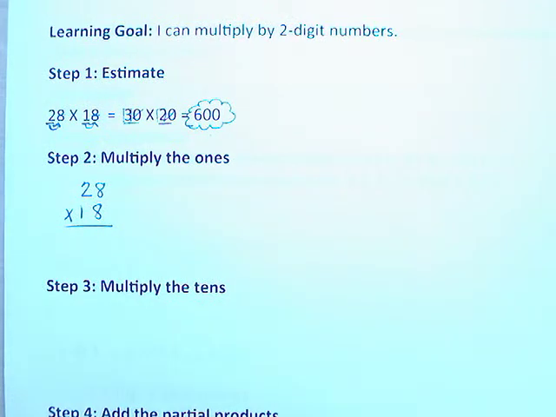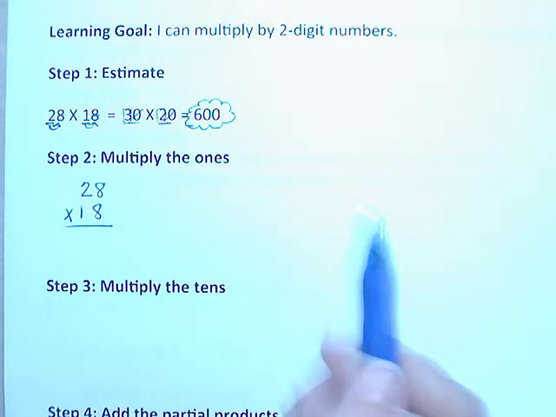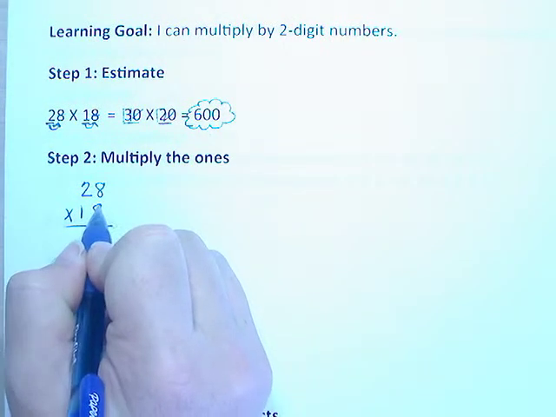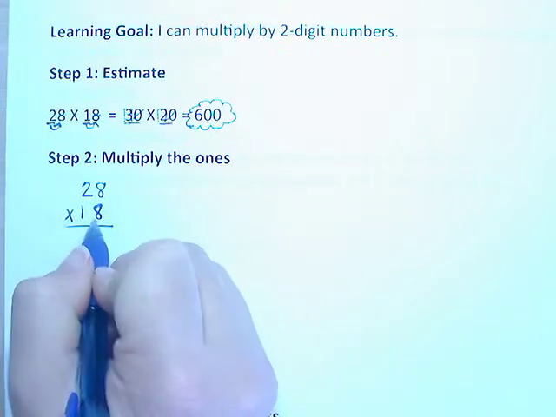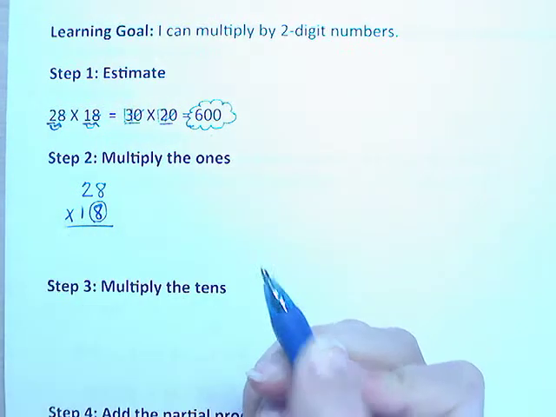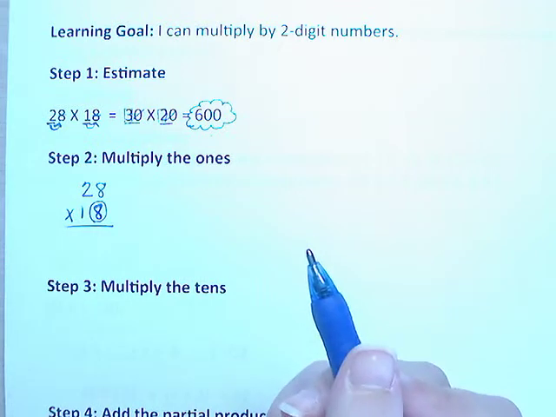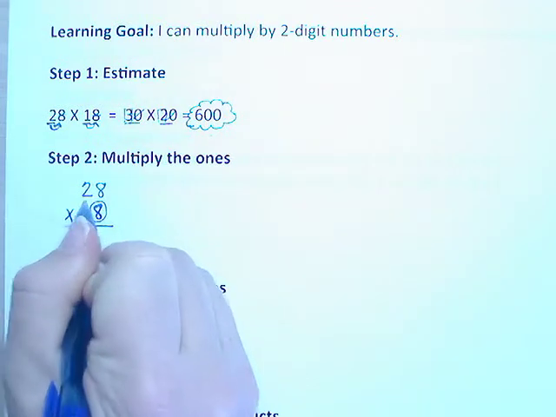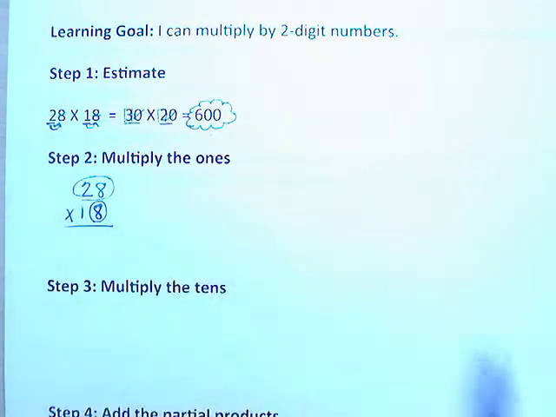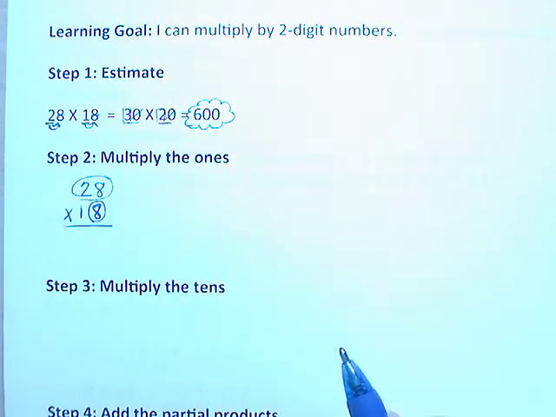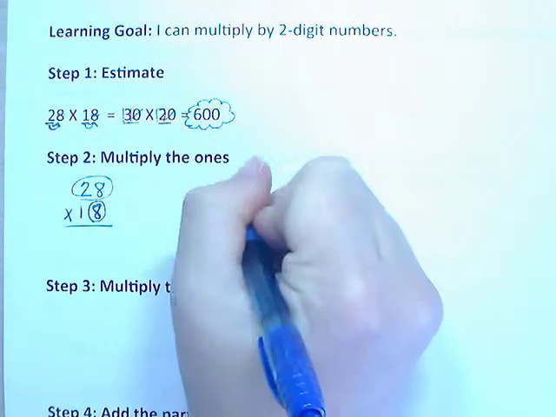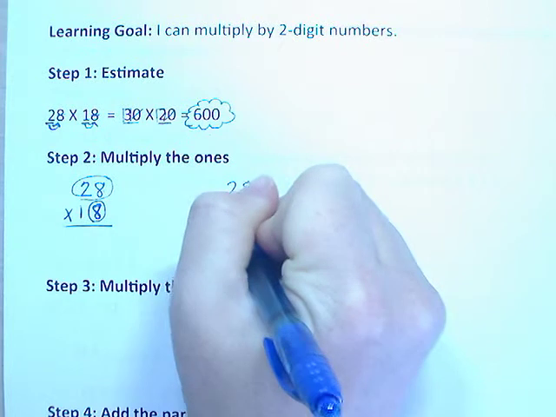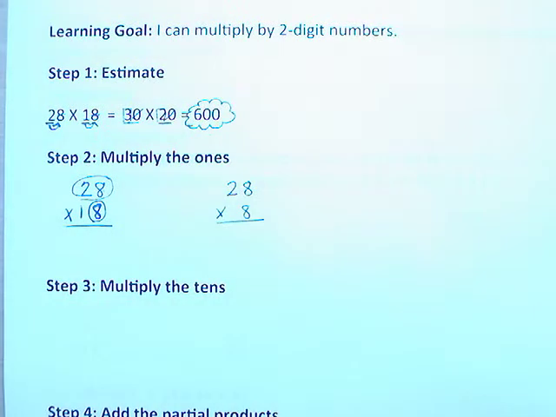The first step is that we are going to start with our ones place, our 8 down here on the bottom, and we're going to multiply that by 28. We're going to take our ones on the bottom and multiply it by our entire number on the top. So I can just write over here 28 times 8.